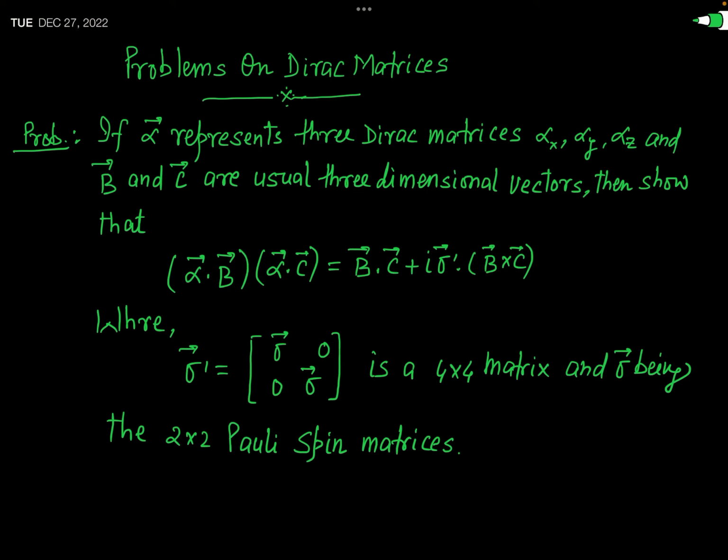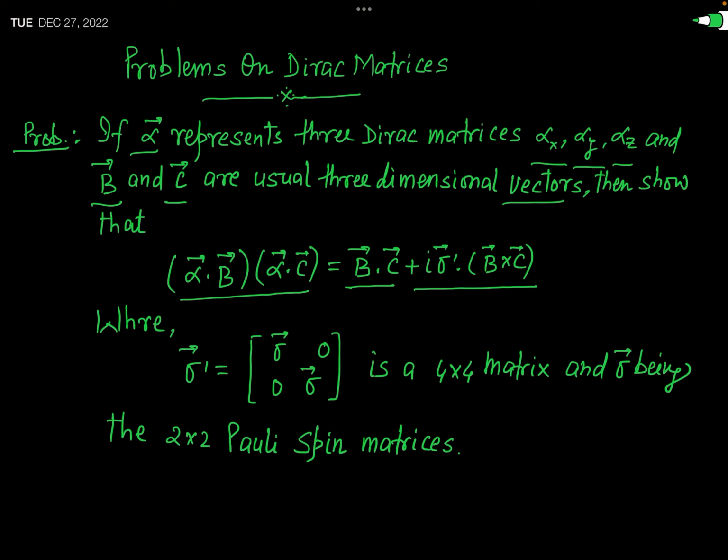I have taken the first example like this: if alpha represents the three Dirac matrices, that is alpha x, alpha y and alpha z. You also denote these Dirac matrices by alpha 1, alpha 2, alpha 3. And B and C are usual three-dimensional vectors. In that condition, we have to show that alpha dot B times alpha dot C is equal to B dot C plus i sigma dash dot B cross C.